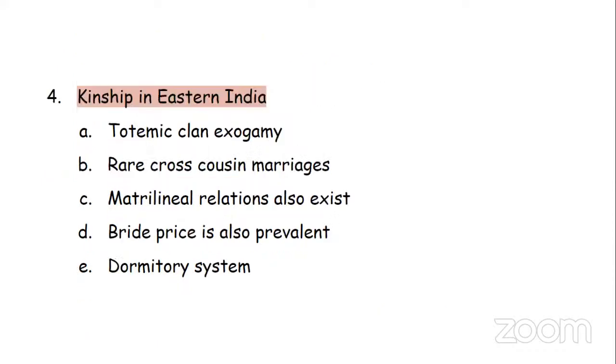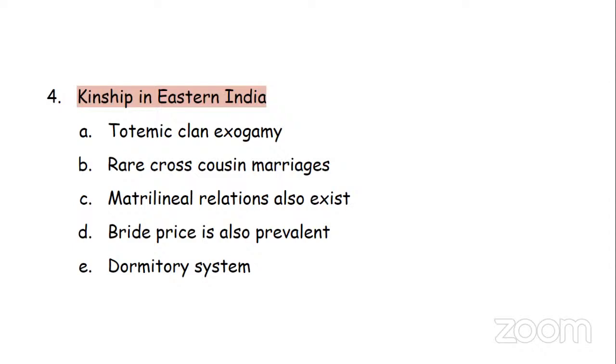Next is kinship in eastern India. In some societies of eastern India, she found totemic clan exogamy and rare cross cousin marriages. Cross cousin marriages were there, but they were rare. And matrilineal relations were also there in eastern Indian societies. And there was a practice of bride price, which means that the groom's family would give money to the girl's father, like buying her by giving money. That's a practice which was prevalent in some parts of eastern India. That is known as bride price.